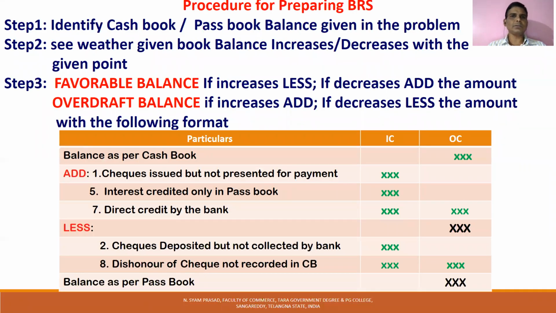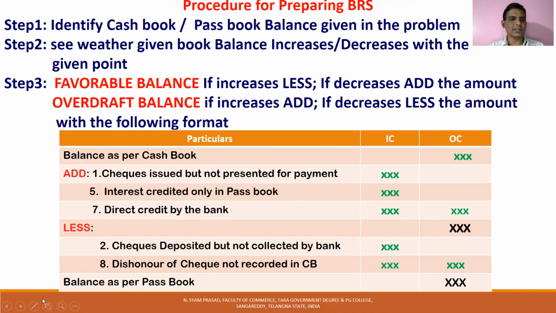The procedure to prepare BRS, everybody knows. I have taken 3 points. The first one: identify which balance is given, cash book or passbook, and whether cash book OD balance or favorable balance, passbook OD balance or favorable balance. Second step: see whether the given book balance increases or decreases with the given point. If favorable balance is given, if it increases, you have to less; if it decreases, you have to add the amount which is given.